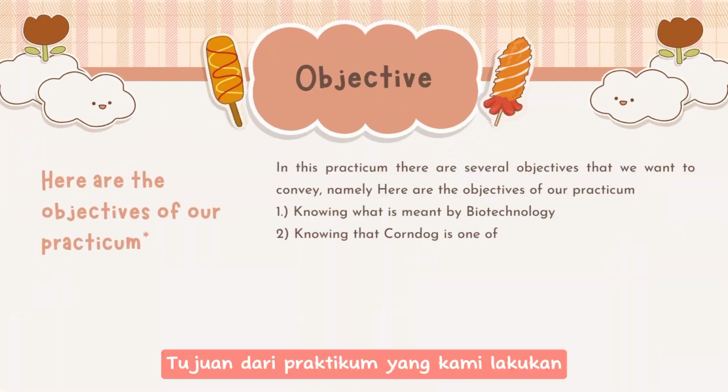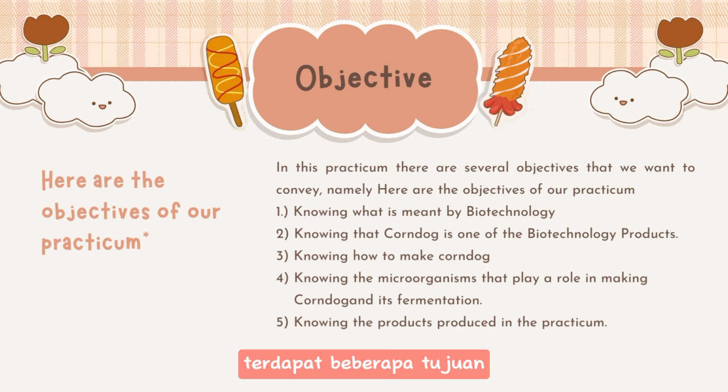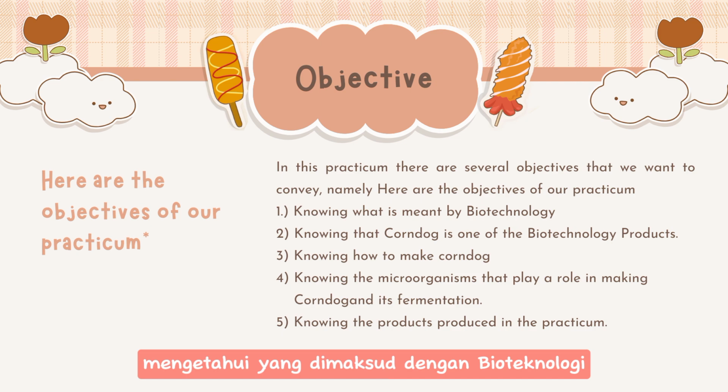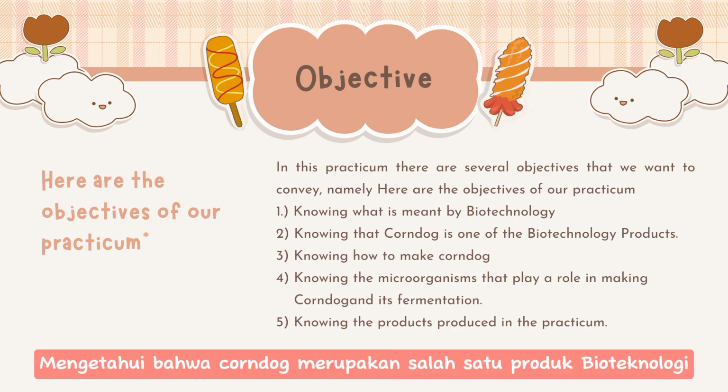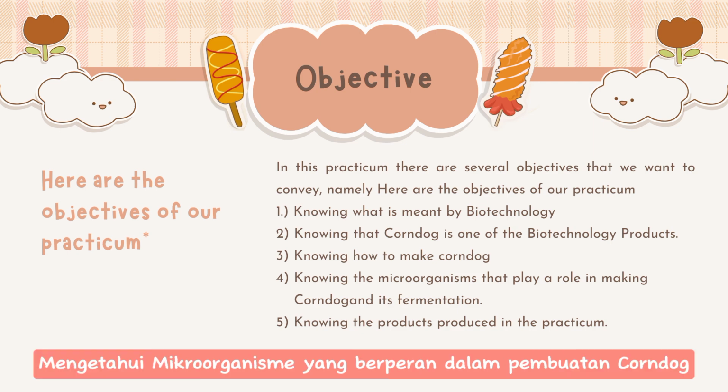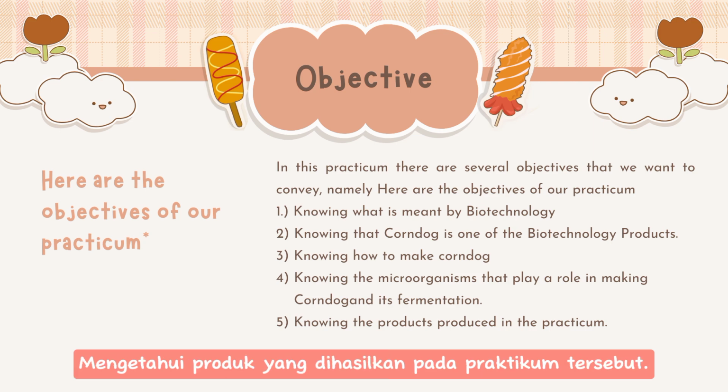Here are the objectives of our practicum. In this practicum, there are several objectives that we want to convey. 1. Knowing what is meant by biotechnology. 2. Knowing that corn dog is one of the biotechnology product. 3. Knowing how to make corn dog. 4. Knowing the microorganisms that play a role in making corn dog and its fermentation. 5. Knowing the products in the practicum.